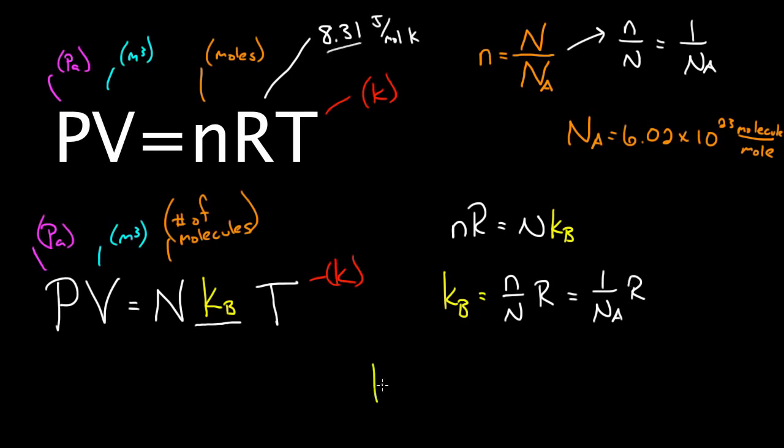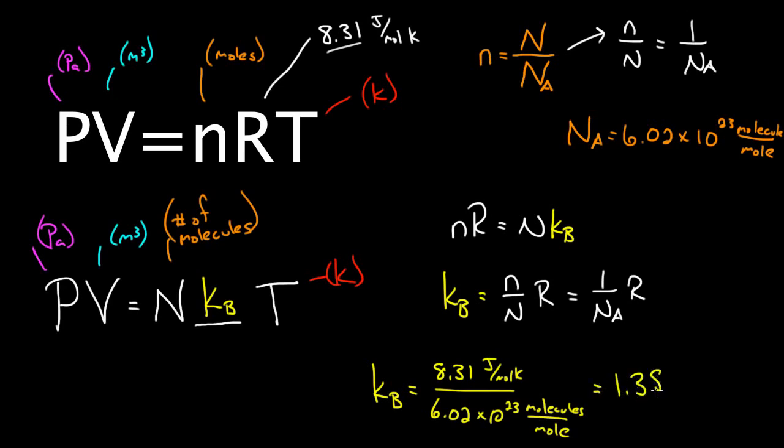And if you multiply that out, the gas constant, which is 8.31 joules per mole Kelvin, and divide by Avogadro's number, which is 6.02 times 10 to the 23rd molecules per mole, you'll get Boltzmann's constant, which equals 1.38 times 10 to the negative 23rd joules per Kelvin. This number right here is Boltzmann's constant.